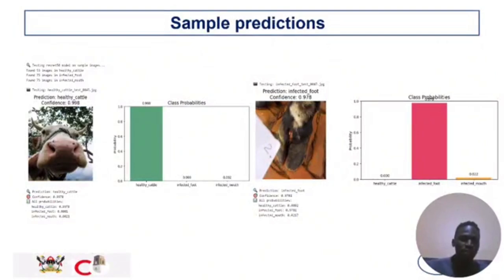After training our models, we went ahead and made some sample predictions. Here we used the ResNet 50 model to see whether the models are working well. We provided the model with an image of a healthy cattle, and it predicted that indeed it was a healthy cattle with a confidence of 0.998. Then I uploaded an image of an uninfected foot, and the model predicted that it is indeed an uninfected foot with a confidence of 0.979.